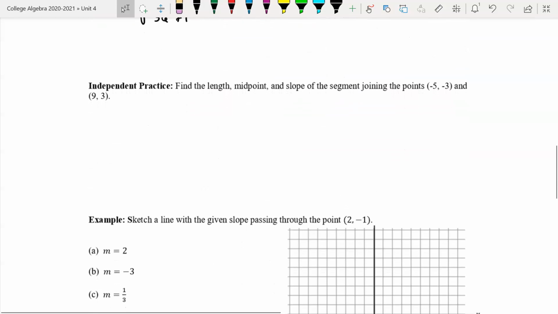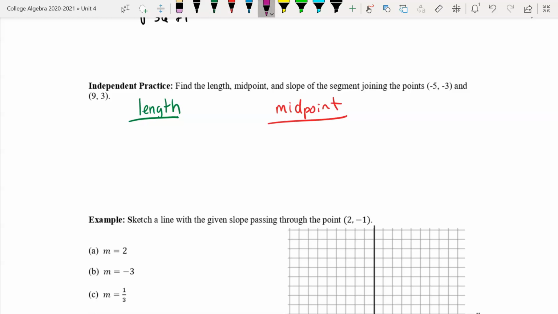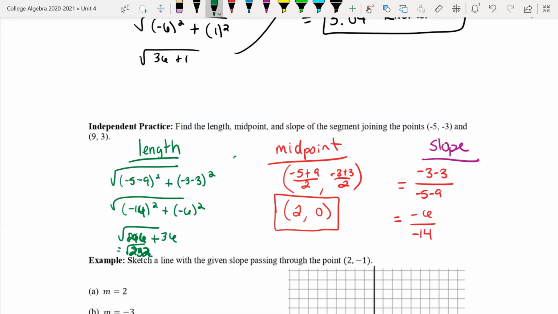So independent practice for you guys. I want you to pause the video and go ahead and try this right here. I'm just going to put the work with the answer. I'm not going to explain it. Length means distance formula, just so you guys know. So hopefully you solved it all as you paused.